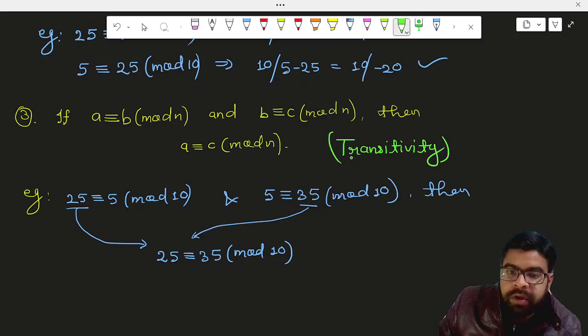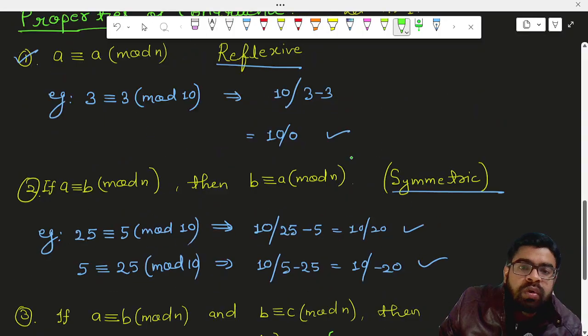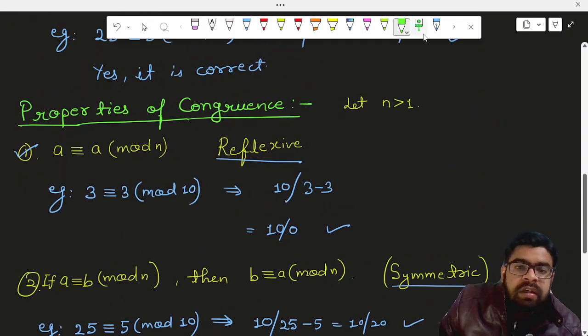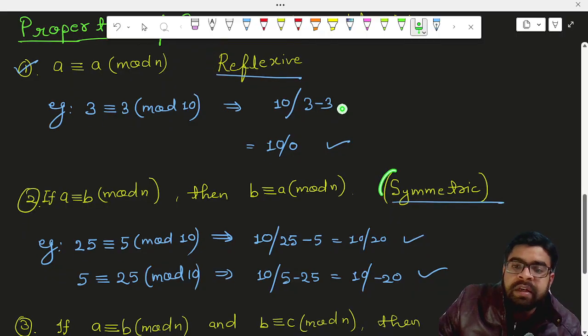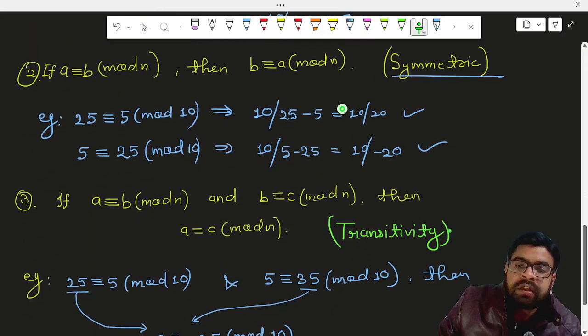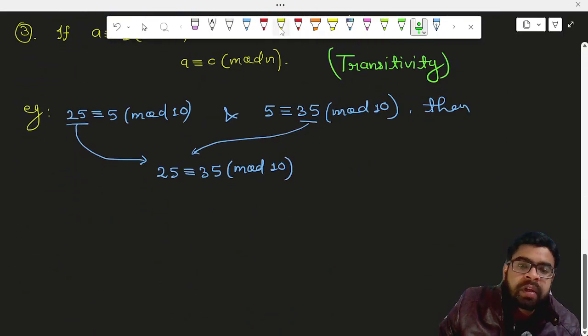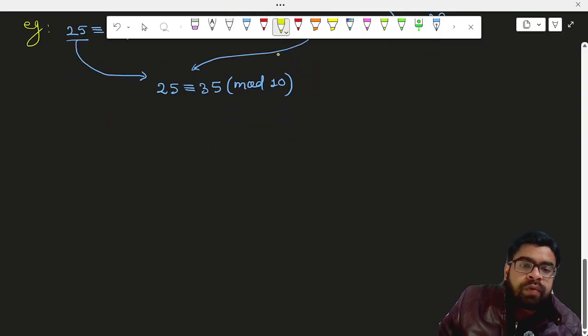Transitivity property. So congruence always holds these three properties. First is the reflexive property, second is the symmetric property, and the third is the transitive property. Now write down the fourth property of congruence.